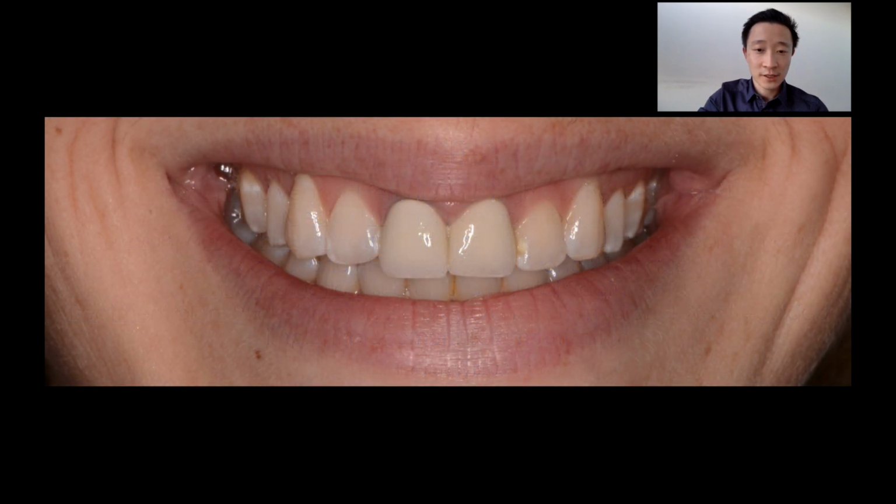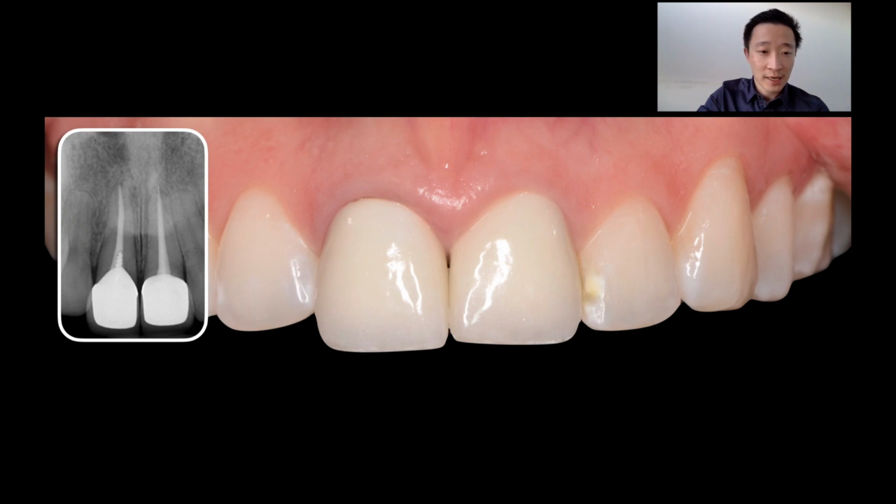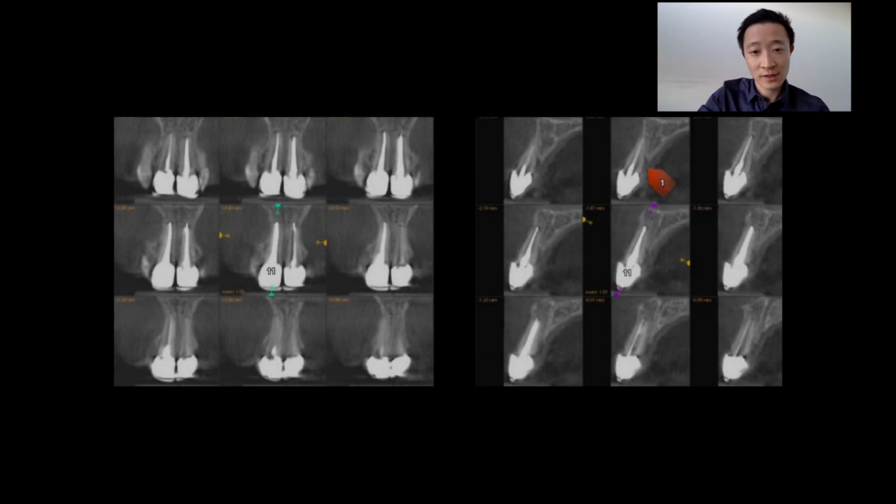So this is the patient, initial smile. You can see a little bit of darkening around the 1.1 root, a little bit of extrusion as well. In the PA, you can see that there is substantial bone loss. We don't know exactly if it's on the buccal or the palatal, but clinical measurements as well as the CBCT here show that the fracture was on the palate, as well as the significant bone loss.